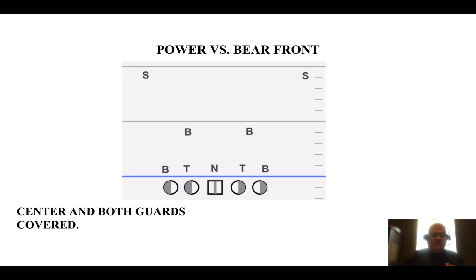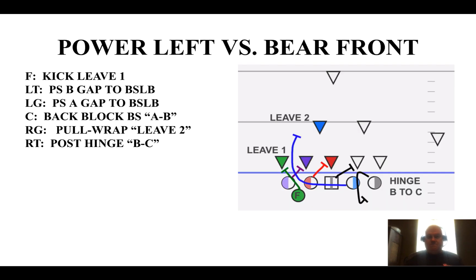All right, the last front we're going to cover, and we've not seen much of, is the bear front. Everybody is basically covered. And it'll adjust when you have a tight end as well. So for this, we are gapping your inside gap, gap, gap, gap. Okay? We're going to make this backside linebacker run the bubble. Still have our leave 1 and our leave 2 right here. We're going to make him run the bubble.